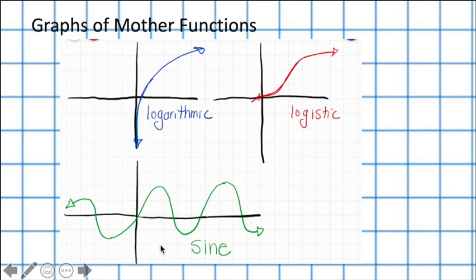And then the sine function, I didn't draw it symmetrically. This should be a symmetric function. I have horrible drawing skills. But this is just a cyclical function where it just keeps repeating over and over again.